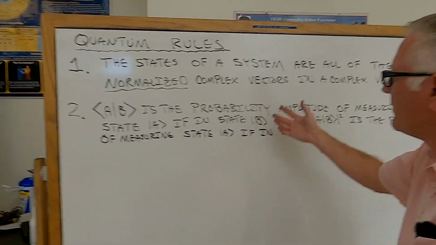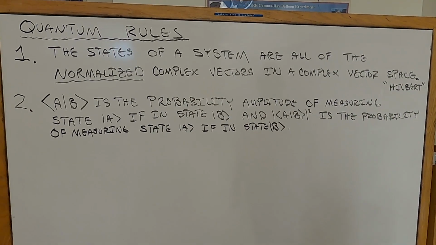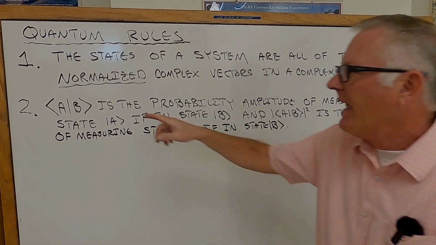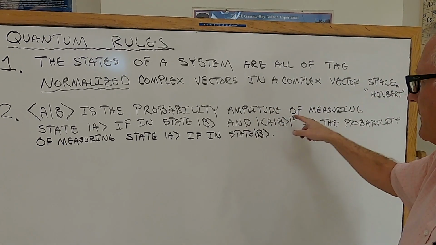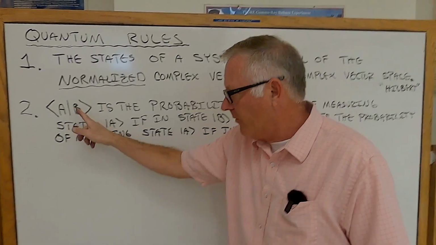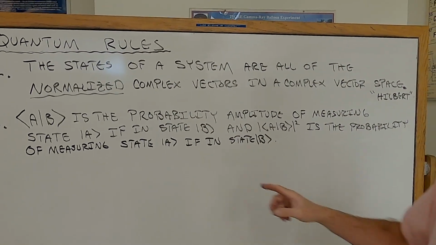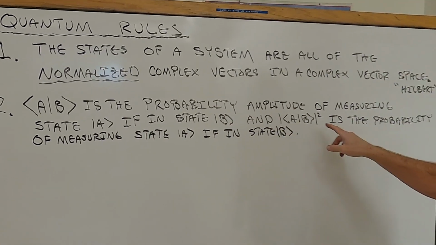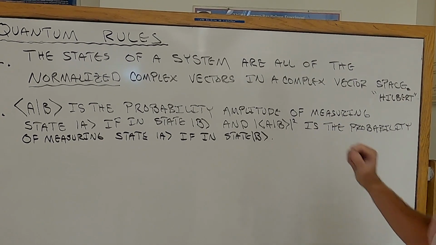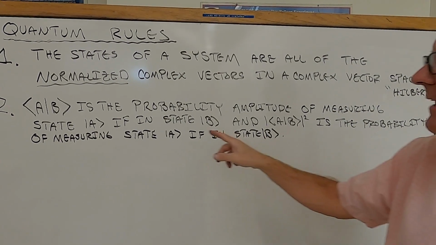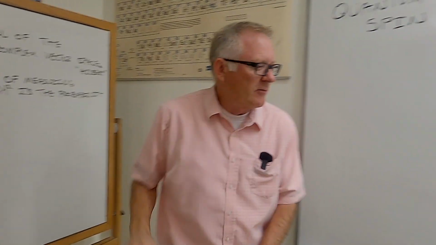We said states of a system are all the normalized complex vectors in that complex vector space, which we called the Hilbert space. And this dot product is the probability amplitude of measuring this state if you're in that state. But that could be complex, and when you multiply it by its complex conjugate, the magnitude squared, that is the probability of measuring state A if in state B. Okay. Those were our only two rules of quantum mechanics.